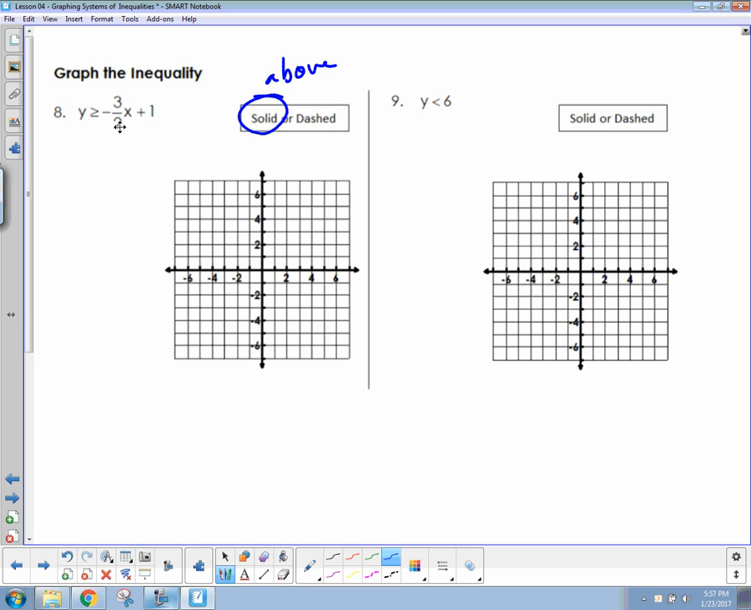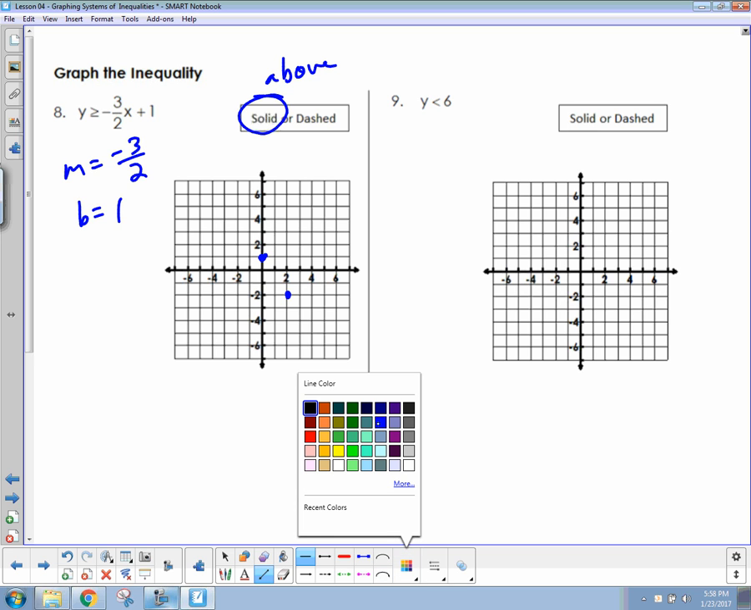So, graph your point. Remember, the slope is going to be negative 3 over 2, and the y-intercept is 1. So start at the 1, put a dot. Negative 3, 2, so I'm going to go down 3, over 2. That's all I need. I said it's a solid line, so I'm going to draw a solid line.